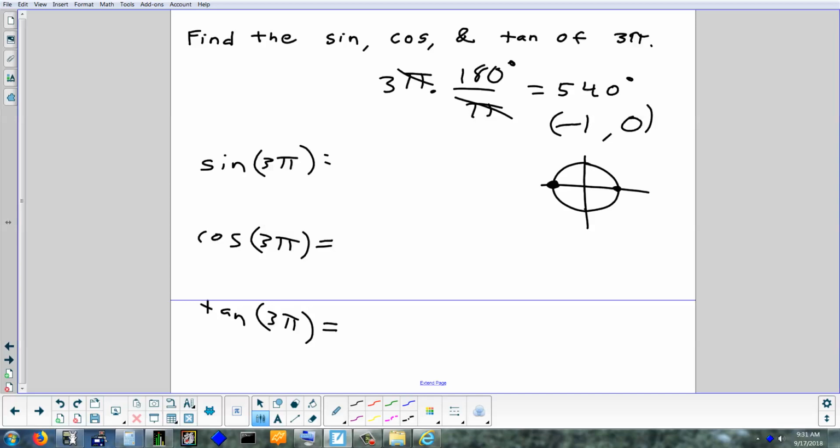So my sine is going to be my y. My cosine is my x. And the tangent, the way I kind of look at it, is it's just dividing the number that's above by the one that's below. Y divided by x. So 0 divided by negative 1. And 0 divided by anything is always what? 0, yes.